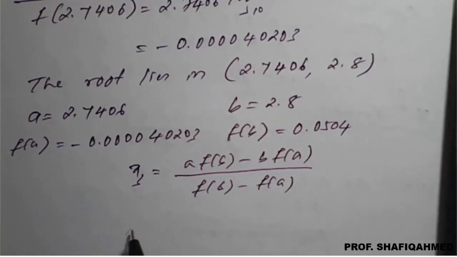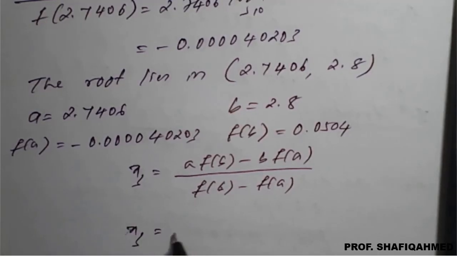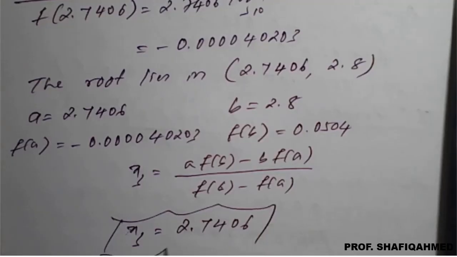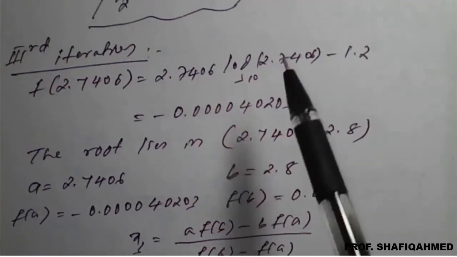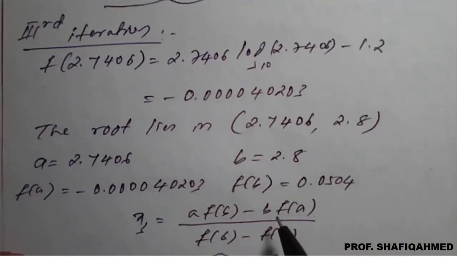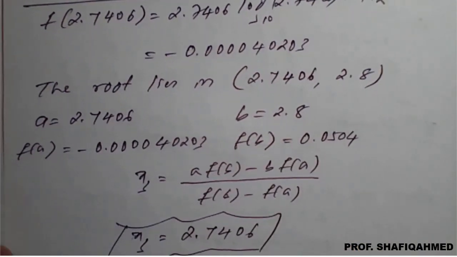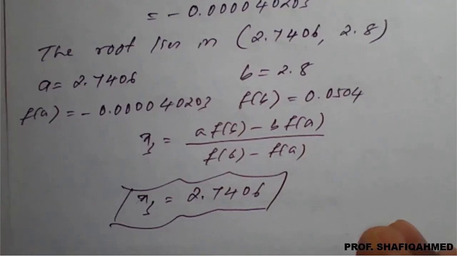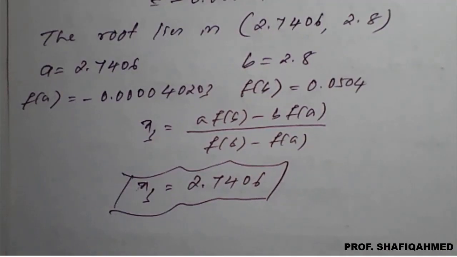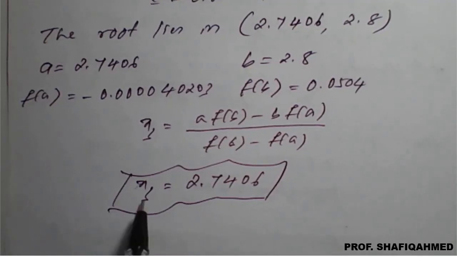So the x3 value is 2.7406, and you can find here that the x2 value we got and this x3 value are both the same, so we have to stop. As per the instruction, they have said we need to work out for three iterations, so we'll stop here, this is the third iteration.